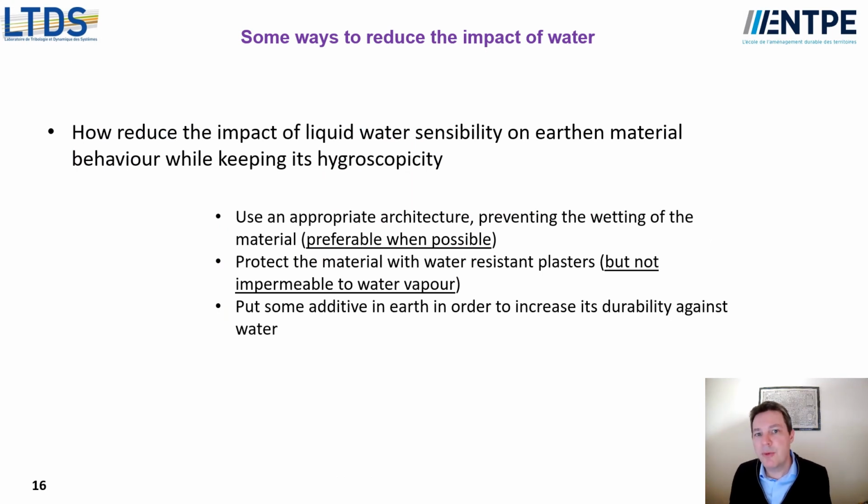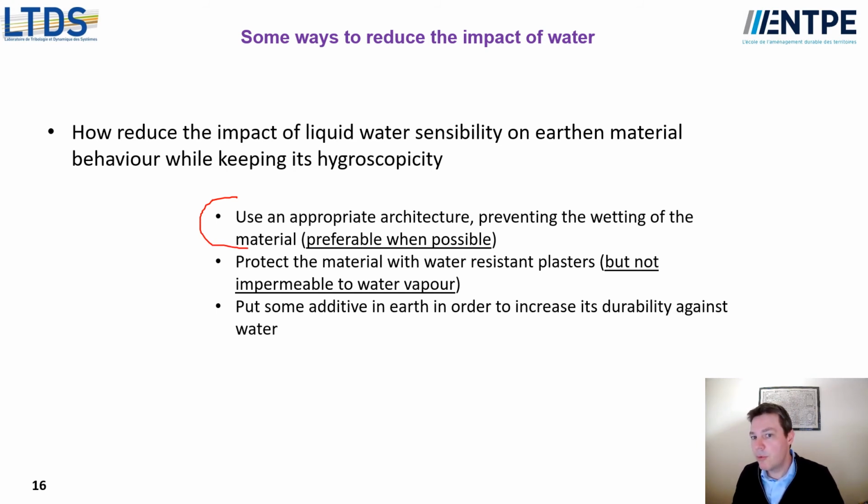To conclude on that part, we have seen that water impacts the material a lot, in particular its mechanical properties and its durability. We have seen here the durability to freezing-thawing cycles, but there are also other durability problems due to water, like erosion and so on. So the best way to prevent these diseases will be to prevent the wetting of the material, and to do that, to use an appropriate architecture. It is really the best option when it's possible. But sometimes it's not possible.